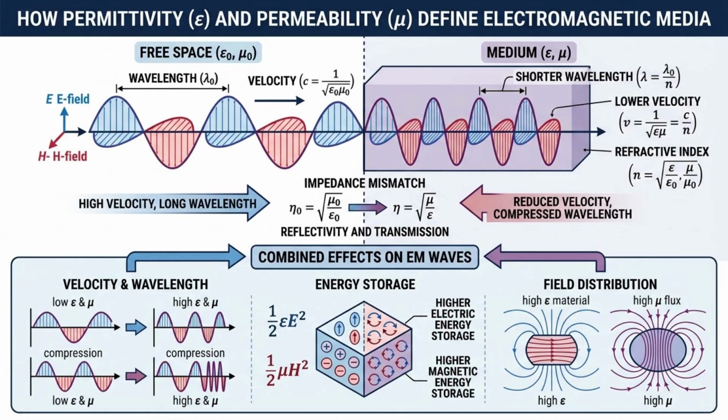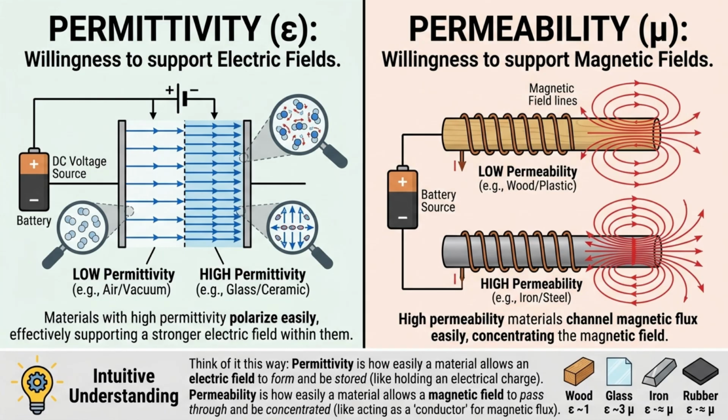Together, permittivity and permeability determine many electromagnetic properties of a medium. They influence wave velocity, wavelength, impedance, energy storage, and field distribution. In many ways, these two parameters define how electromagnetic waves experience a material. Intuitively, permittivity can be thought of as a material's willingness to support electric field formation, while permeability represents its willingness to support magnetic field formation. Different materials offer different levels of support for these fields.